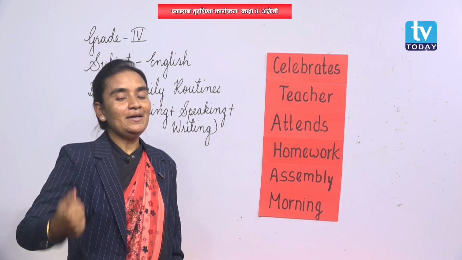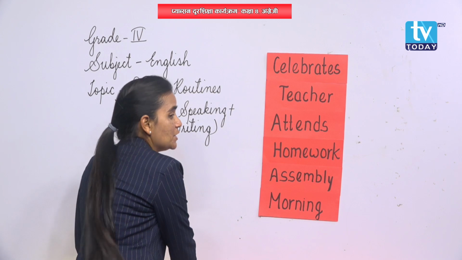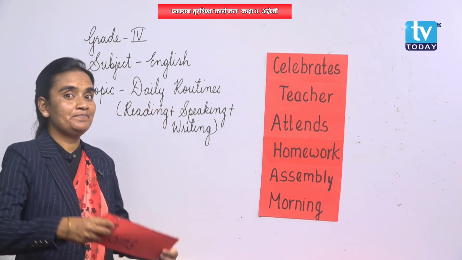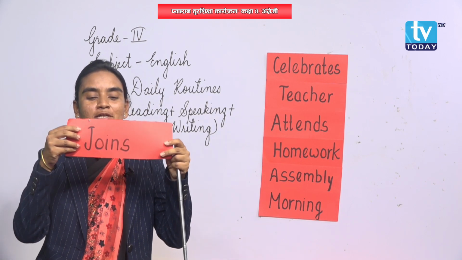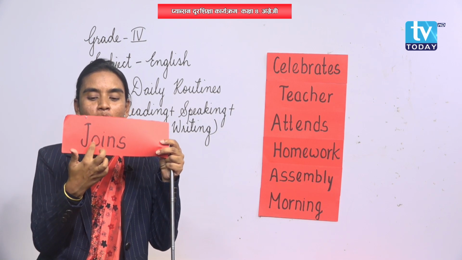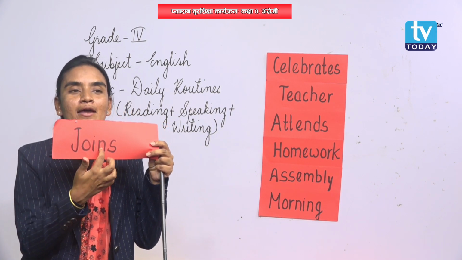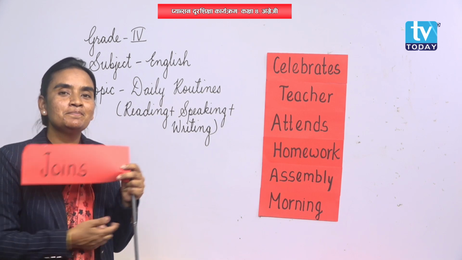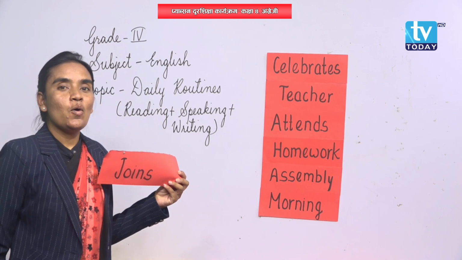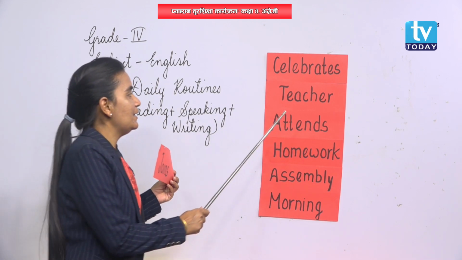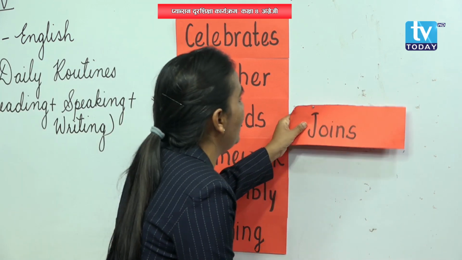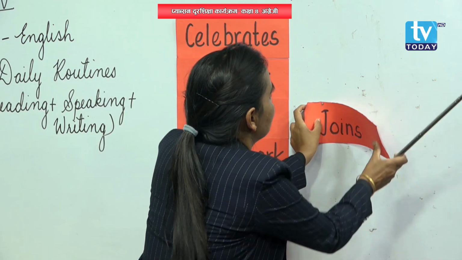So, ready? Okay, so let me give you the first word. Children, what is it? It's joins, joins. So, where can we get it? I already have said, it's attends. Now check it from here children, it's attends.